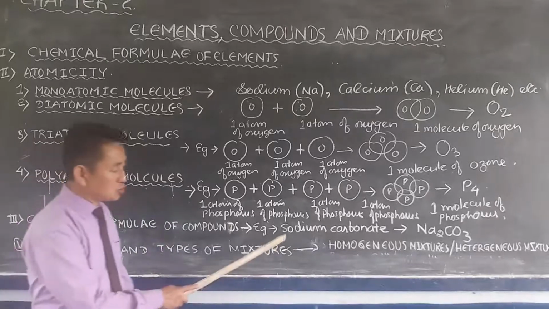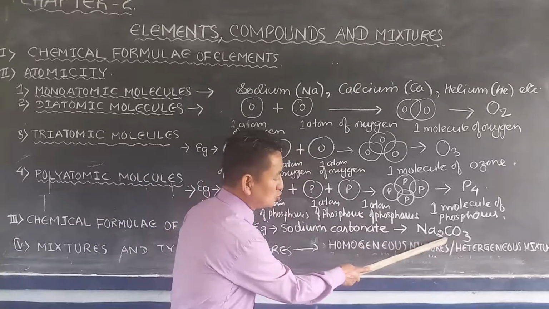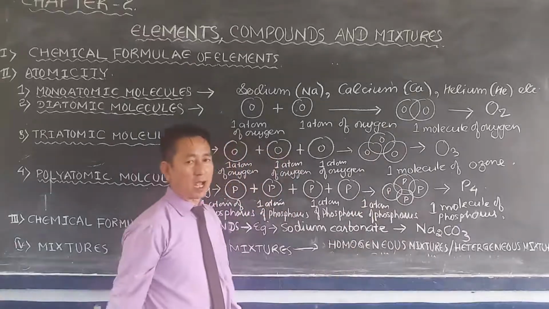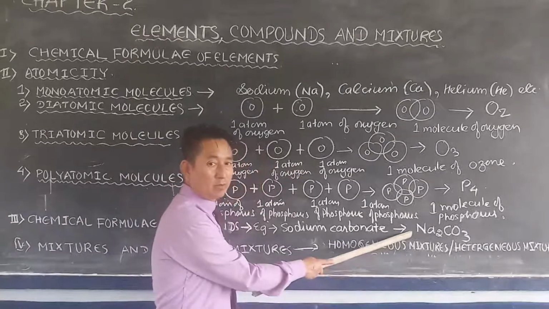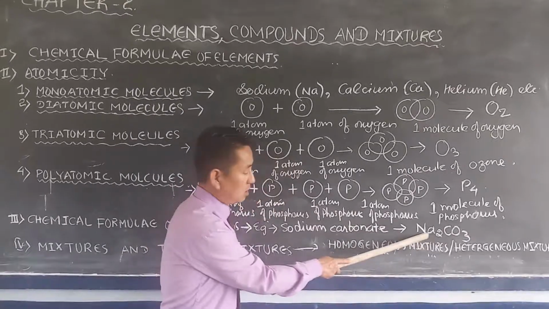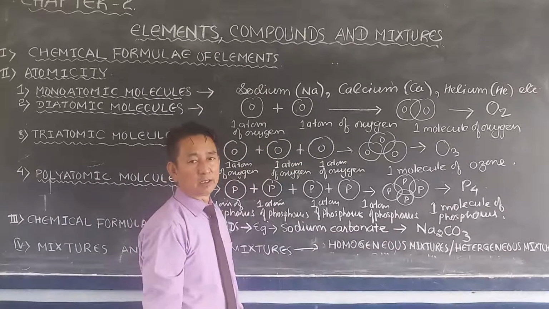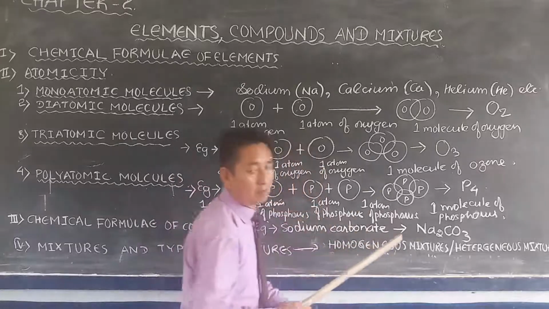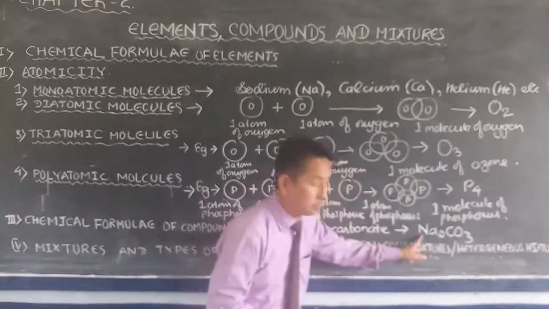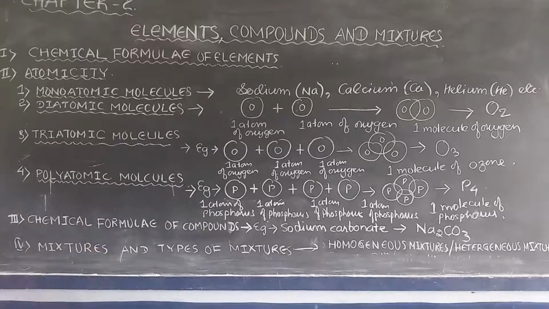For example, sodium carbonate. Its chemical formula is Na2CO3. It represents one molecule of sodium carbonate. Here, one molecule of sodium carbonate is made up of 2 atoms of sodium, 1 atom of carbon, and 3 atoms of oxygen. This is the chemical formula of sodium carbonate, which shows the actual number of sodium, carbon, and oxygen atoms.